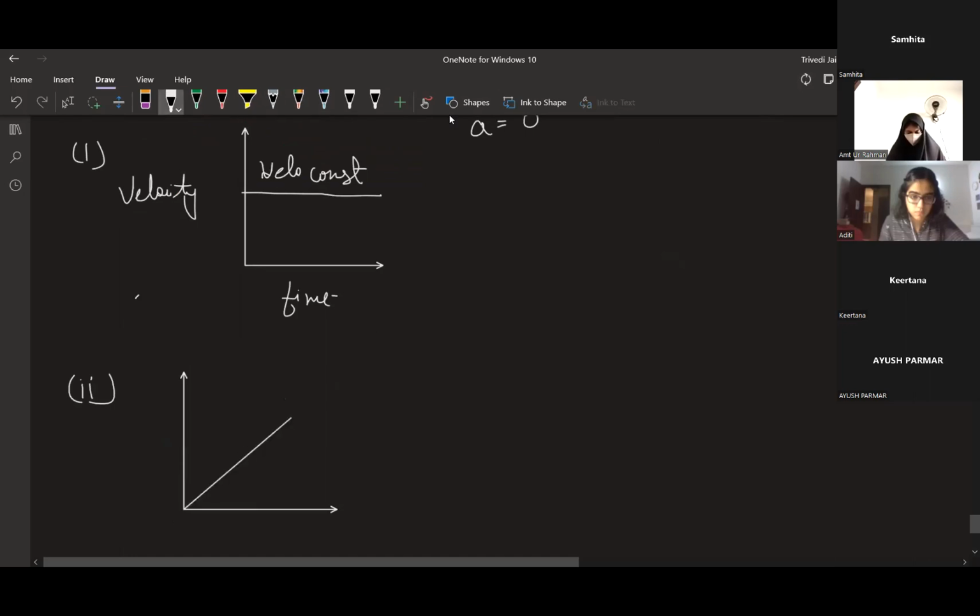Shadab, what about this one? Yes, sir. This is constant acceleration. So it's accelerating with the same rate. How to find this acceleration? It would be dv by dt. That is a. That means tan theta.